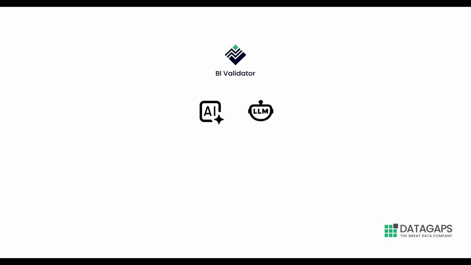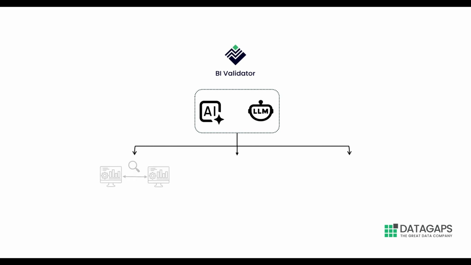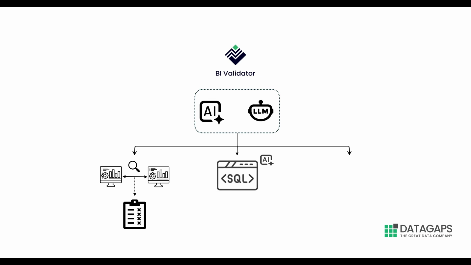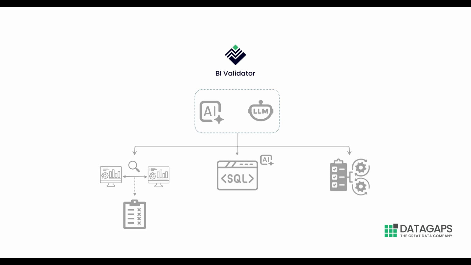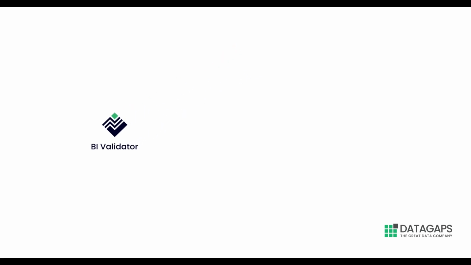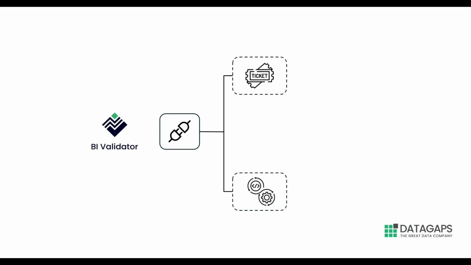BI Validator uses AI and LLMs to summarize report differences, auto-generate SQL for validations, and enhance test automation, ensuring faster, smarter, and more accurate BI testing. It also offers plugins for extensive use cases like ticketing, CI/CD integration, and custom validations.